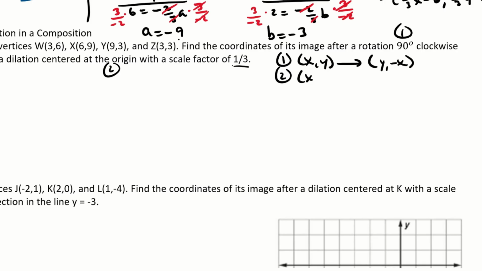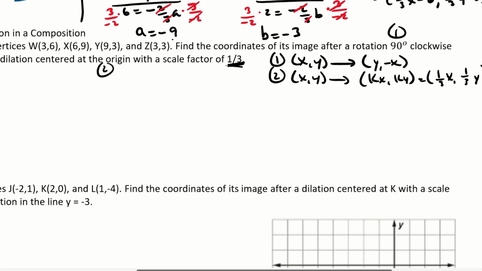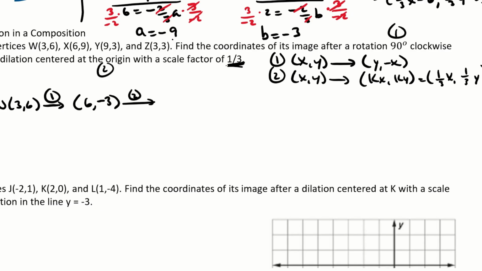And the second coordinate rule is what we talked about in this lesson. If you're centering about the origin, it's going to be kx, ky. But here k is 1/3, so it's going to be 1/3 x, 1/3 y. Okay? All right, so let's go ahead and apply that transformation to all of these coordinates. So for w, you're going to switch the coordinates and put a negative on the second one. There you go. And then for the second transformation, you're going to multiply by 1/3.